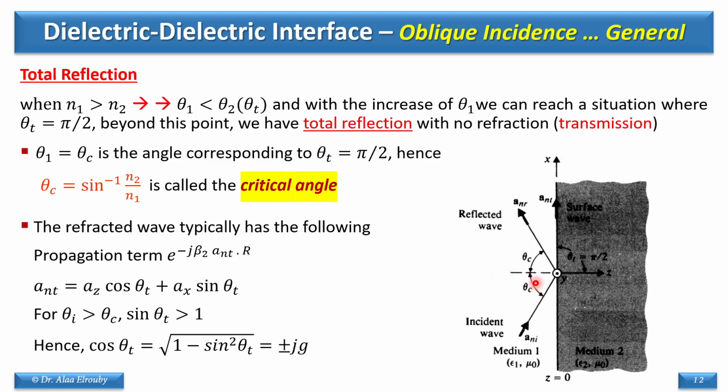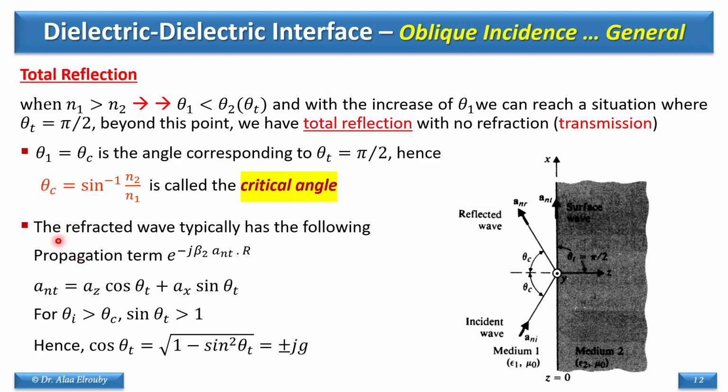This incident angle that corresponds to a 90 degree transmitted angle is called the critical angle, and its expression is sine inverse of n2 over n1. This happens only if n1 is larger than n2, so this is less than 1 and there is a real critical angle. So what will happen if we go beyond theta critical, if we go larger than theta critical?